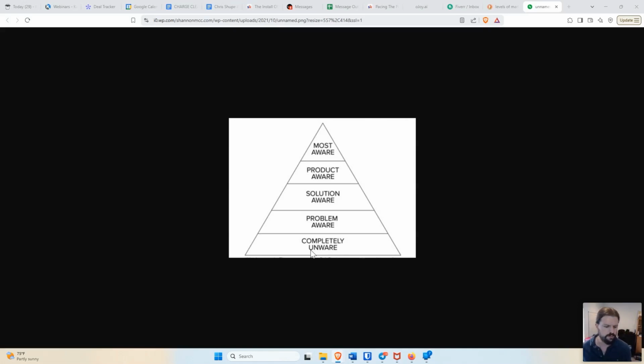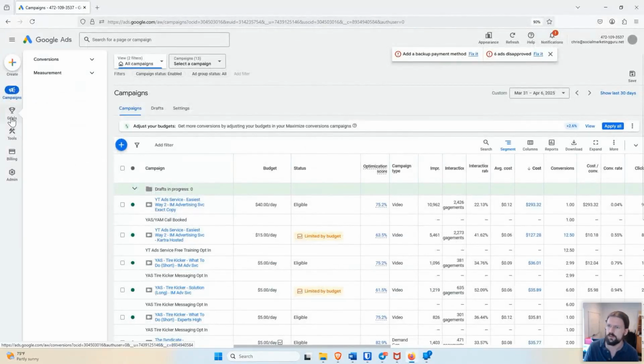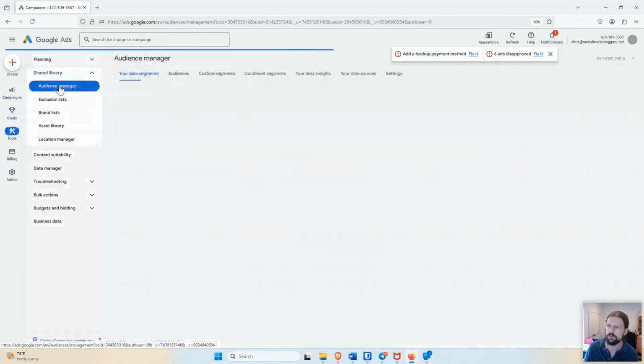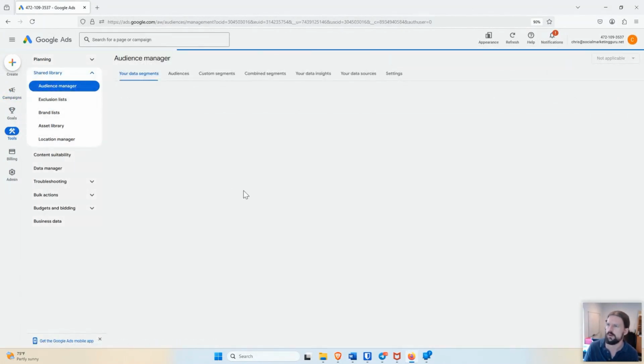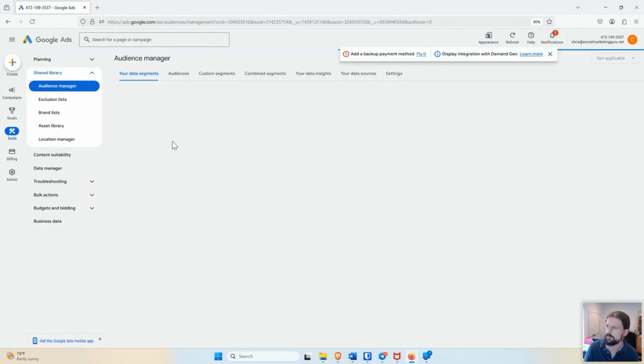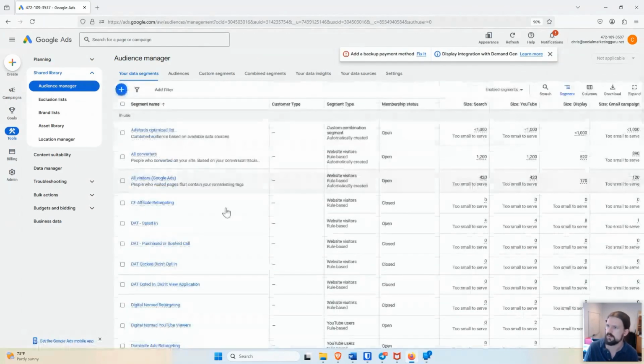Now let's dig into the Google Ads dashboard, which again, YouTube ads, I say again, but I don't know if I mentioned this. The YouTube ads dashboard is the same as the Google Ads dashboard. It's the same platform. And I'm going to show you each of these. So we'll go into Tools and Shared Library and Audience Manager. This is where your audiences are all kept. And this is your data segment.